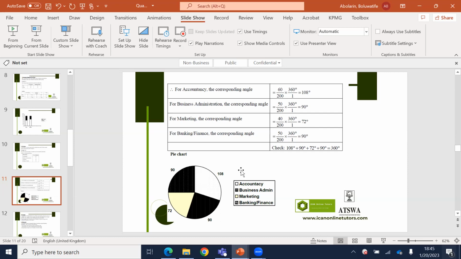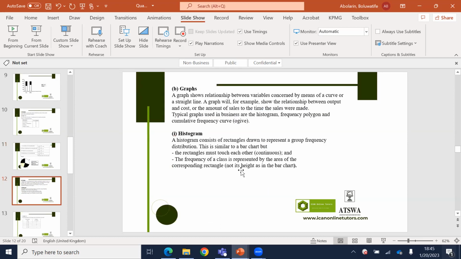Okay, let's continue. So now we've talked about diagrams. Now I want to talk about graphs. I want to quickly look at what a graph is. A graph shows the relationship between the variables concerned by means of a curve or a straight line. It is majorly drawn by lines. You use lines to draw it, or it is in a curve shape.